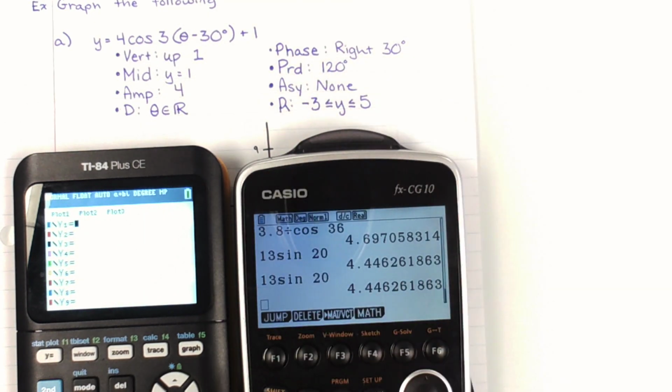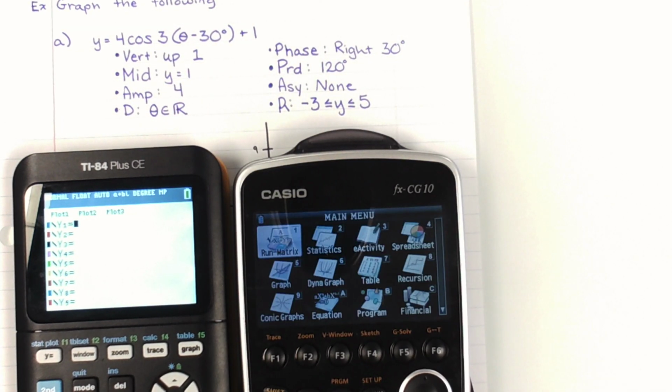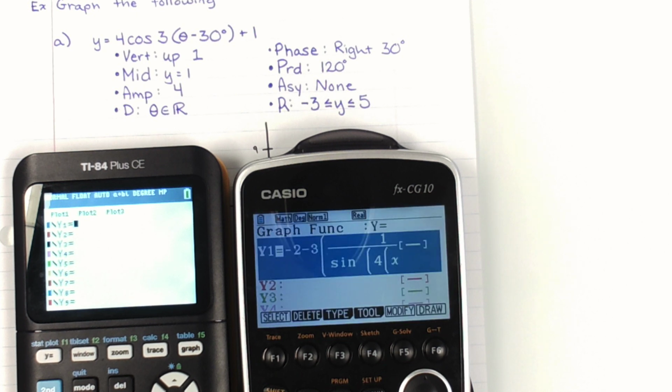For the Casios, I have to go all the way back to the main menu and find where it says graph, which for most of you is going to be 3. For me, it's 5 because I got a fancy Casio. Yes, fancy. It needs to be said that way. If it's not said fancy, it's not right.